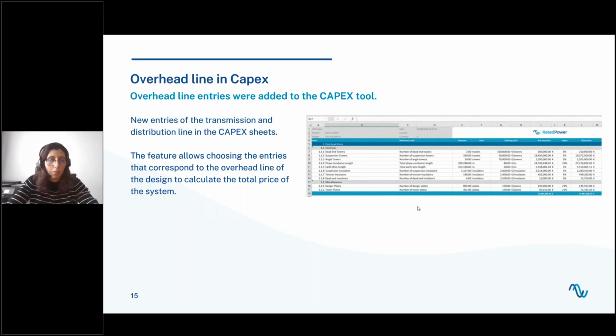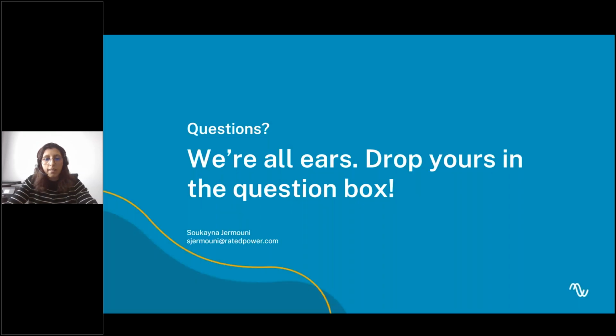If you include the substation, the battery, the overhead line, you'll be able to have all of that in one sheet and one financial calculation. And that was all for the past quarter.